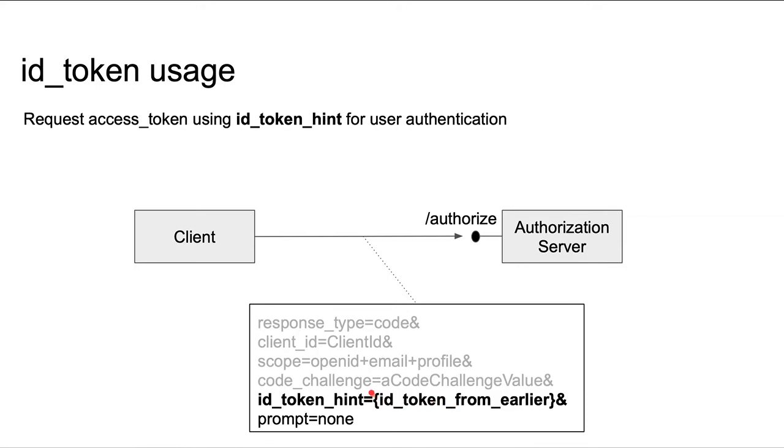And if this parameter is accompanied by prompt equals none, your client is also asking the server to not prompt for anything, neither for authentication nor for providing consent to the request. So if the scope is the one that you've used beforehand, and if this ID token is still valid, your user will have a very smooth experience by not being challenged with any screens.